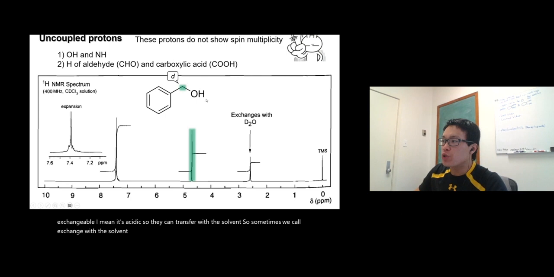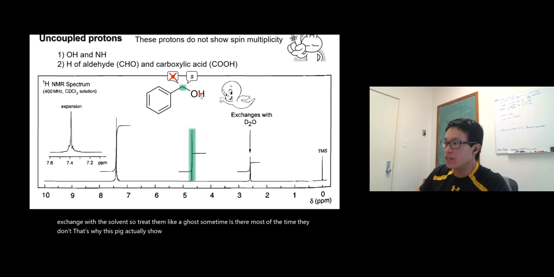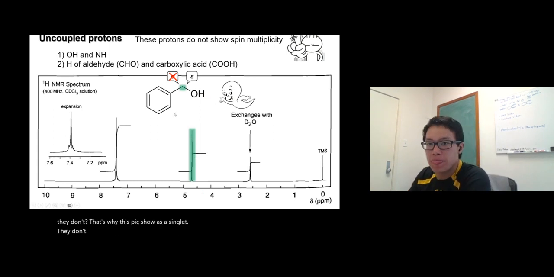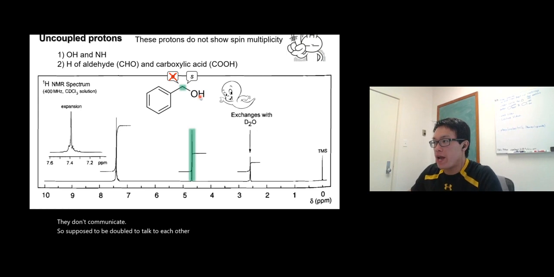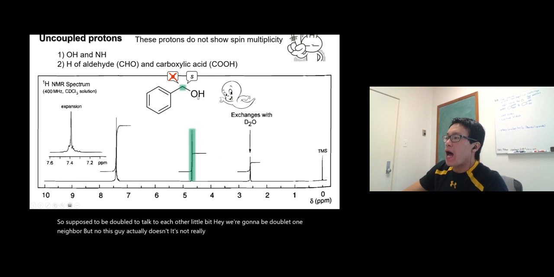So treat them like a ghost. Sometimes it's there, most of the time it's not. That's why this peak actually shows as a singlet. They don't communicate. It's supposed to be a doublet. They talk to each other, they go, hey, we're going to be a doublet, one neighbor. But no, this one actually doesn't. It's not really here.